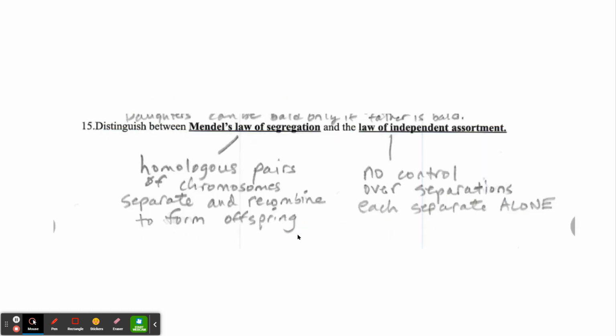Distinguish between Mendel's law of segregation and the law of independent assortment. Mendel's law of segregation means that homologous pairs of chromosomes will separate and recombine to form offspring. In the law of independent assortment, there is no control over separations; each separates alone.